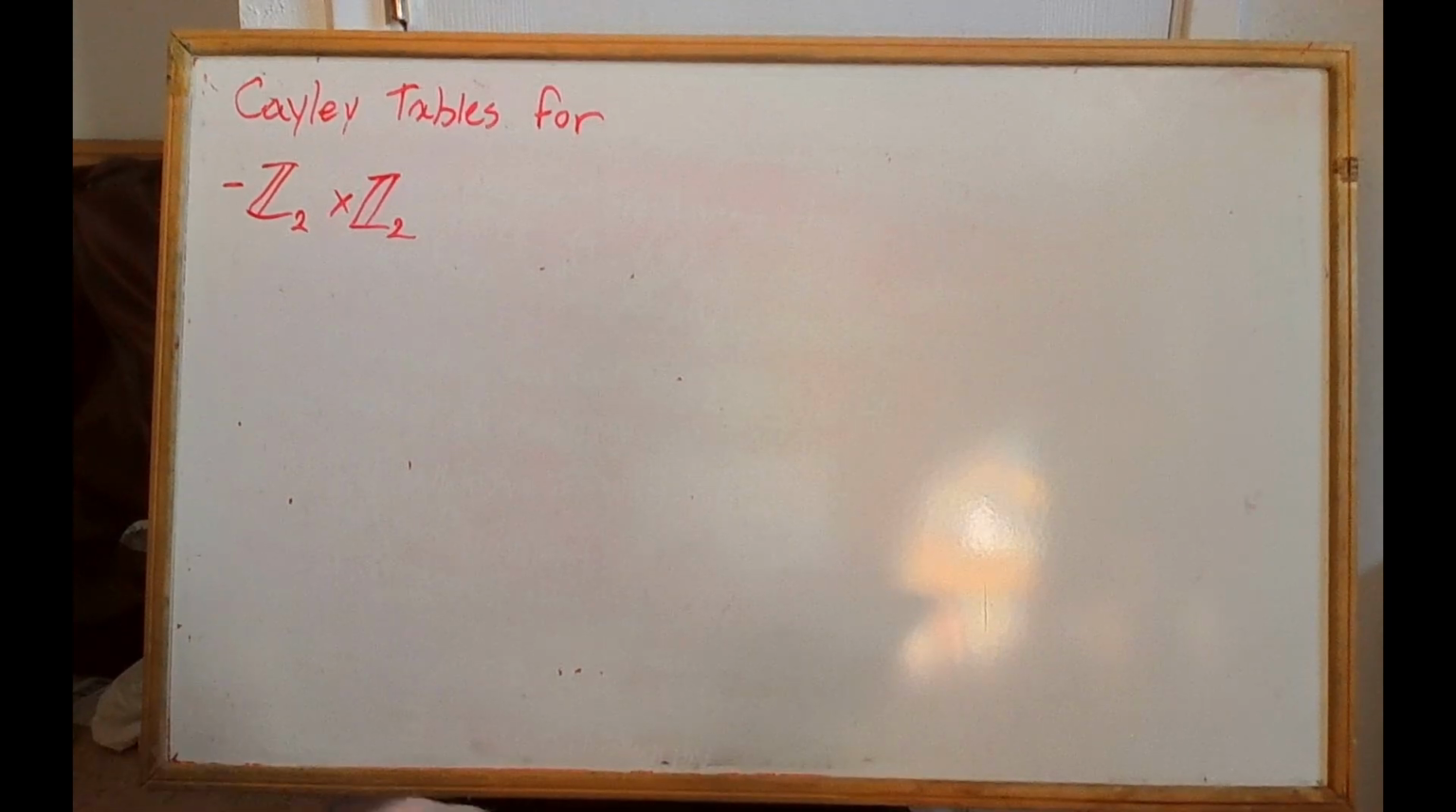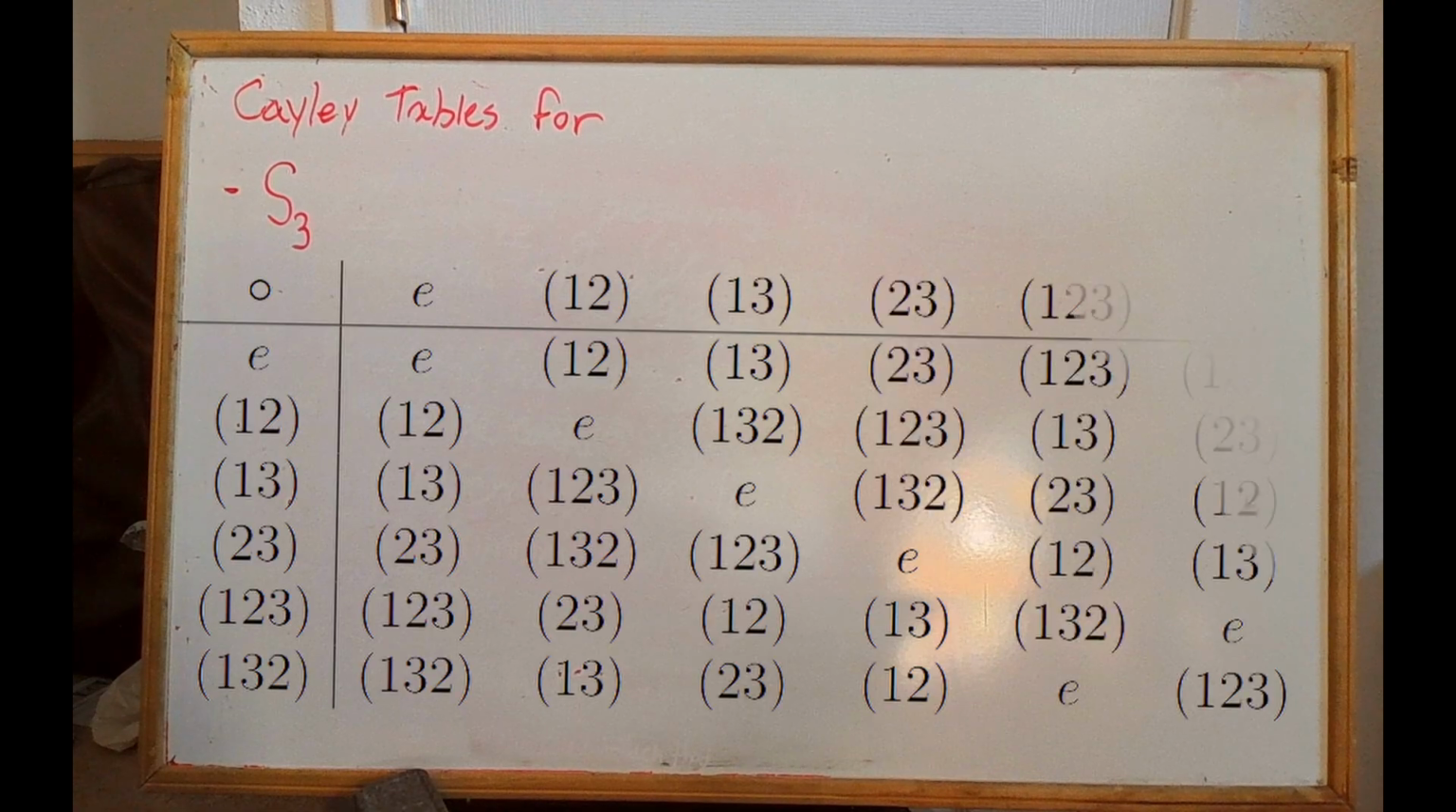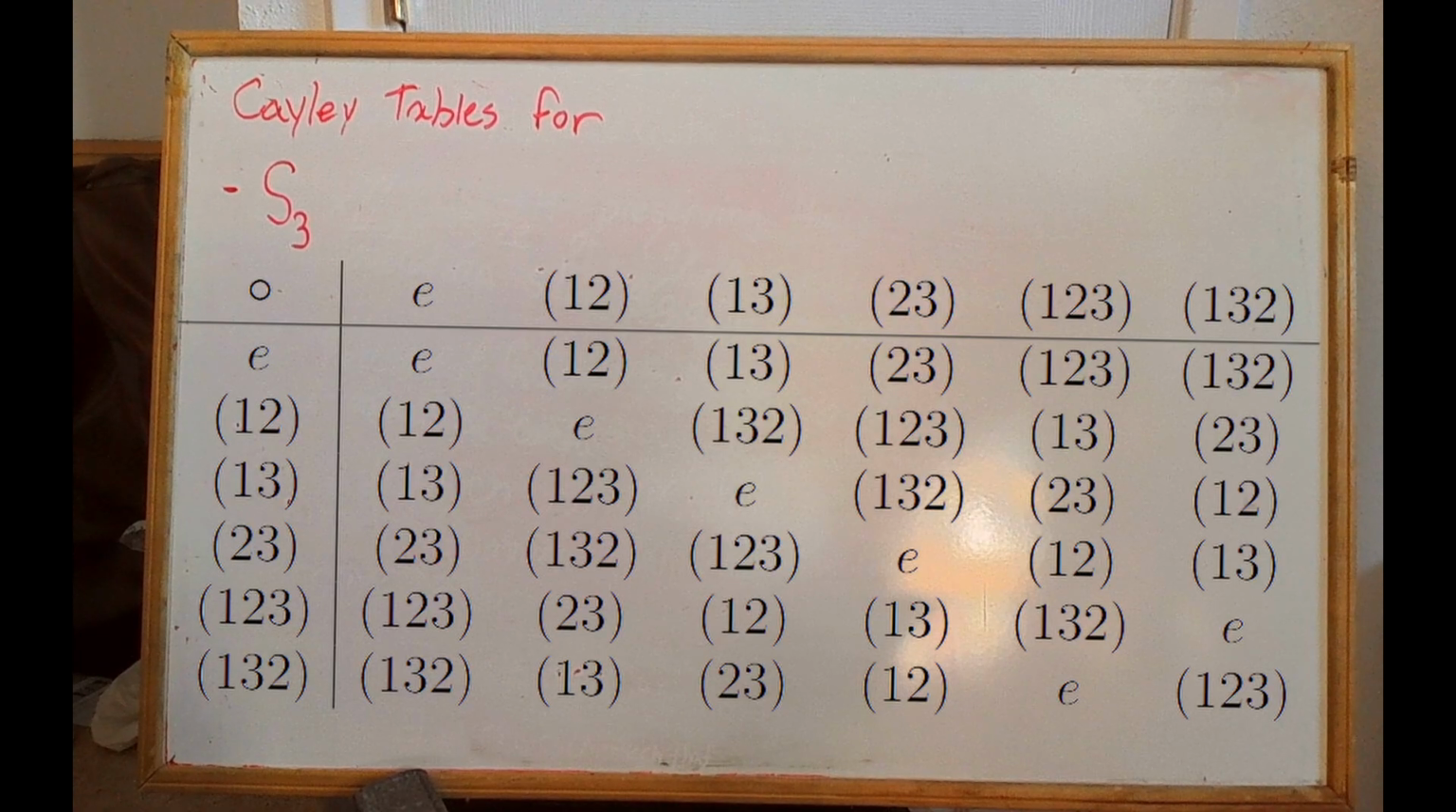Last time we were also discussing permutation groups. So we have S3, which has 6 elements. You'll recall that it is not cyclic. Here's the Cayley table for that.